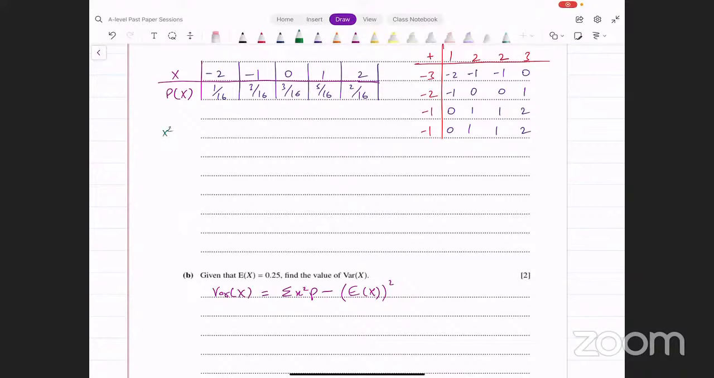I'm adding x square p. That's another row in the table. X को square करना है और उसको probability से multiply कर देना. ठीक है? Minus 2 square is 4. 4 into 1 over 16. That's going to be 4 over 16.